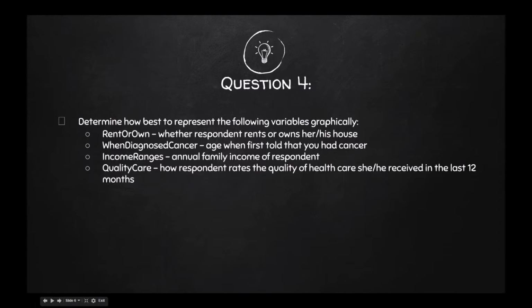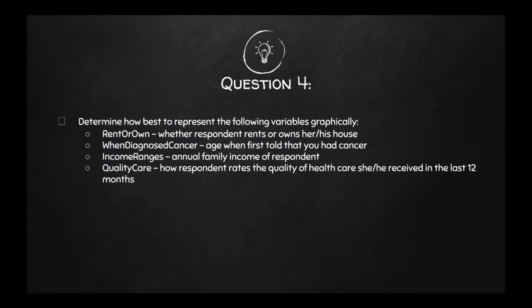So the final question is more like a thinking question. You just have to determine what level of measurement you're looking at and what's the best way to represent that graphically. So the first one is rent or own, whether the respondent rents or owns. This is kind of like a yes-no question. It's dichotomous. You can only have one or the other answer. So like we talked about in the last question, you're going to want to use a pie chart for those kinds of things. It's just pretty easy to use.